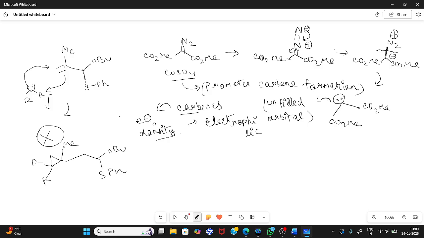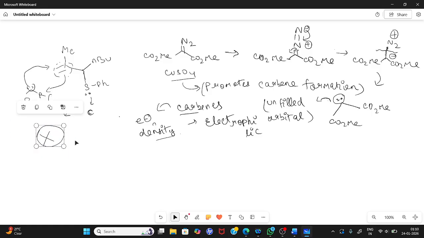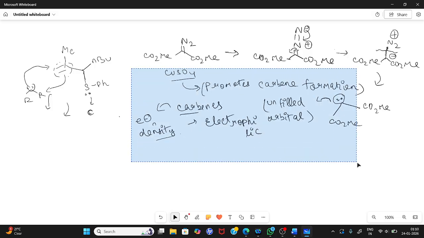Because the electron density in this case can come from two sides. One is this pi bond, the pi electrons. Another is this sulfur, which contains a lone pair. The donation of this lone pair towards the carbenic carbon is considered a much stronger donation of electron density compared to the loosely held pi electron donation. So hence, in this case, your answer will be incorrect if you have simply inserted the carbene into the pi bond.